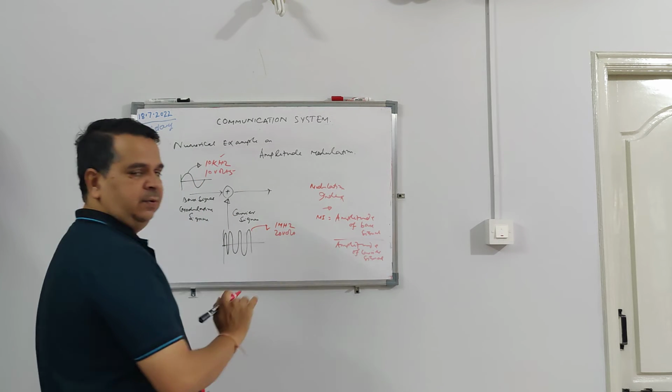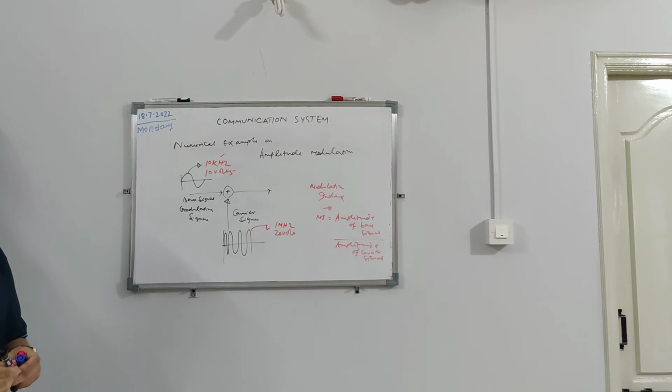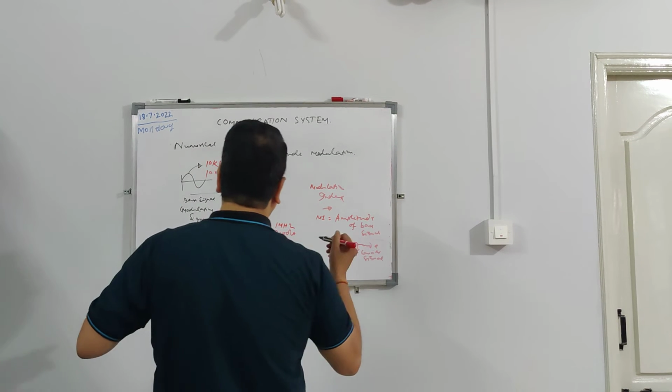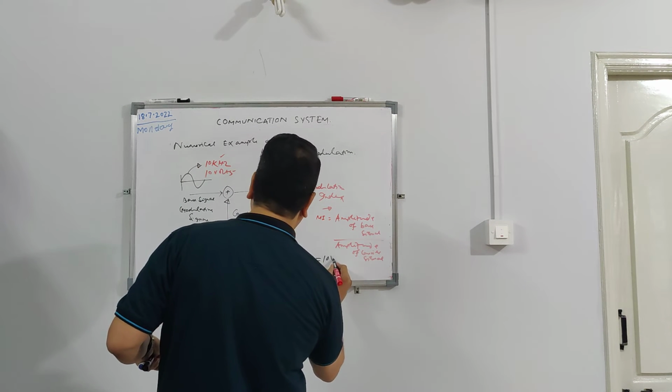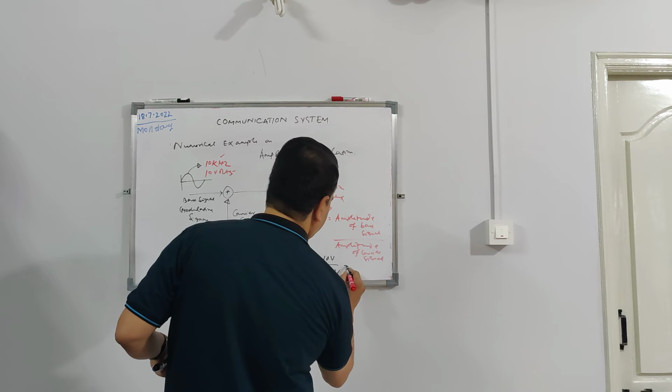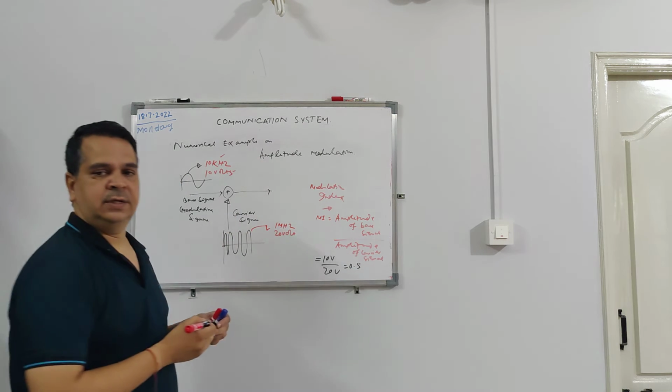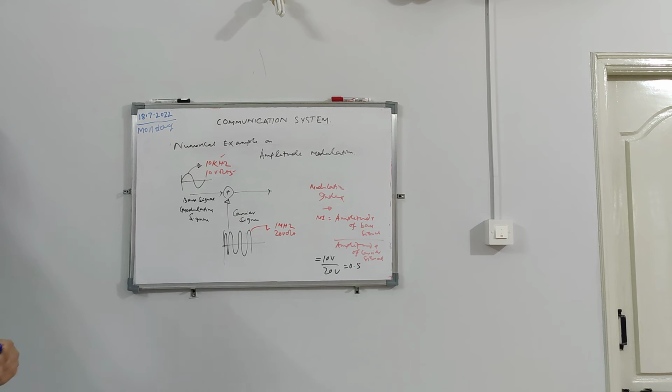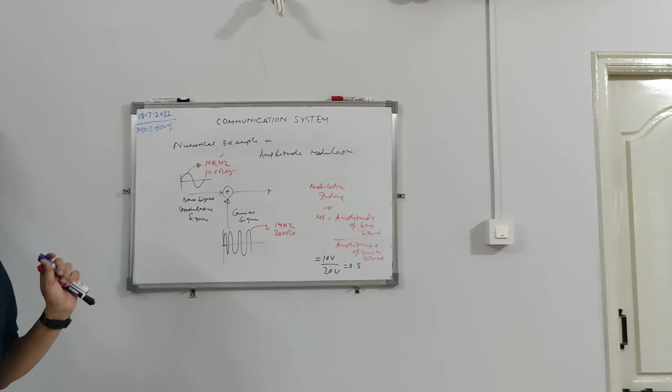So you forget about frequency, only the amplitude. So this is equal to 10 volt divided by 20 volt, which is equal to 0.5. So this is simple. Just remember it is the amplitude of the base or modulating signal divided by the amplitude of the carrier wave.